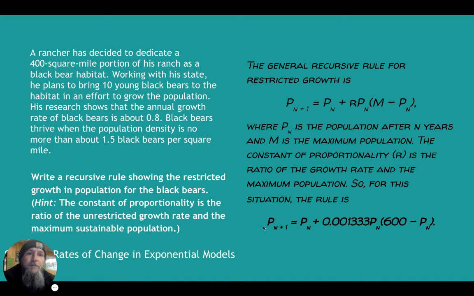So for this situation, the rule is P subscript n plus 1 equals P subscript n plus the constant of proportionality we've already discussed, times the current population, times the maximum population, 600, minus the current population. Now, where do we get this 0.001333? Well, let's see.